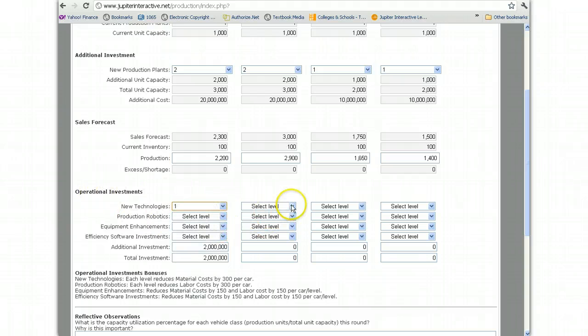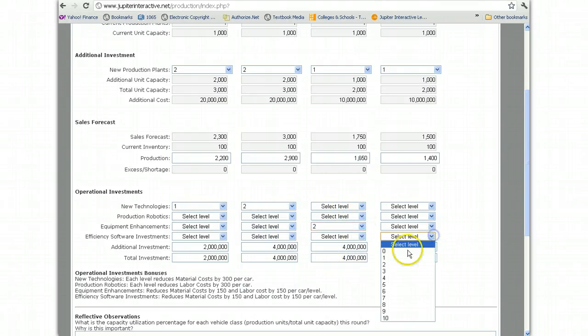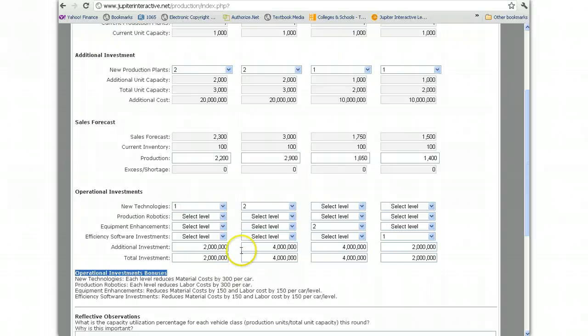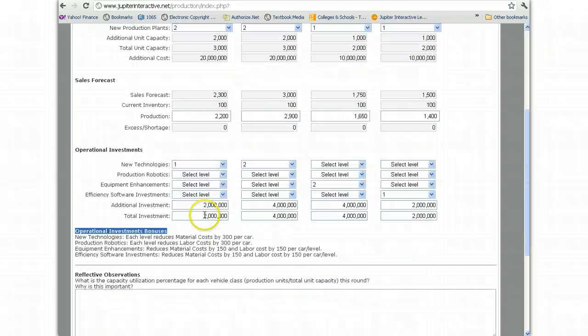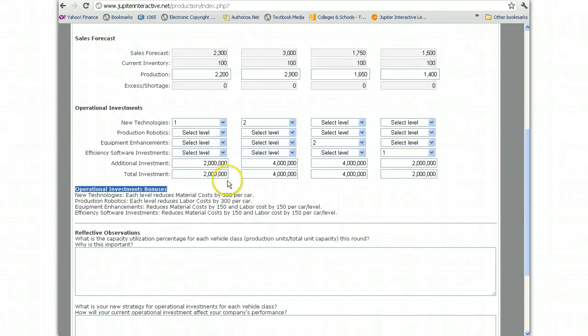And here are the operational investments. I'm going to buy some operational investments in different areas for each vehicle, and each level costs me $2 million. And down here's a little chart on what I get back for this. For each level, I basically get a $3,000 reduction in the build price of my car in the following round, and not in the current round. So this is sort of investing this year, and then next year when I go to build my car, you'll see a cost reduction. I'll show you that in the sales department in a second. It will help me make the cars more affordable.